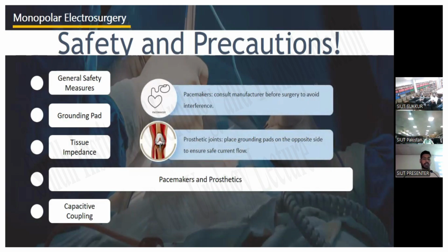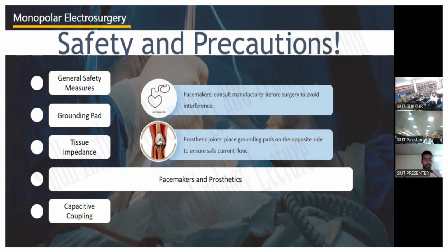Pacemakers and prosthetics should also be considered before going for surgery, because pacemakers also use electrical energy. So the manufacturer should be consulted before the surgery to ask whether the frequencies match. The surgeon should know if a pacemaker is there, and if the frequency of the specific monopolar device being used matches it, otherwise it will cause a disturbance.